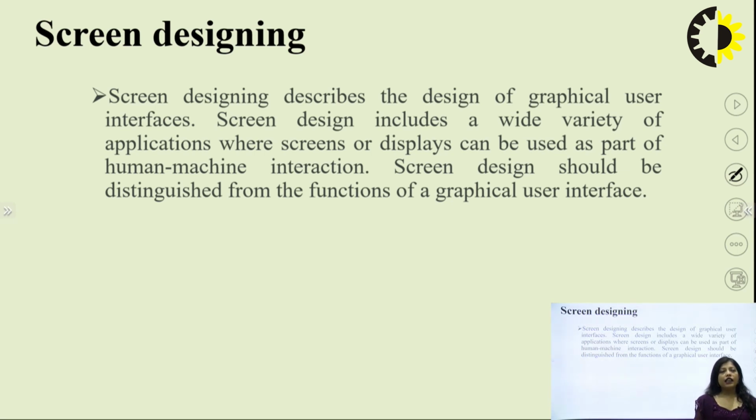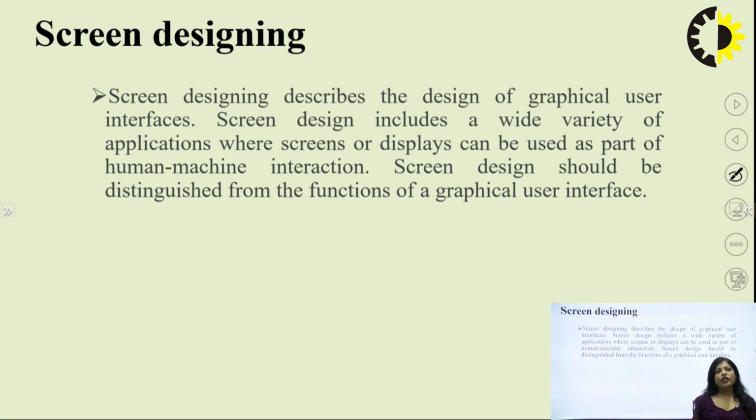So basically, screen designing describes the design of graphical user interfaces, and it includes a wide variety of applications where screens or displays can be used as a part of human-machine interaction. Screen designing is a most important part of human machine interaction. Without screen designing, human machine interaction is not possible because the user can directly interact with the screen. So the screen is the first medium through which the user can interact with the machines.